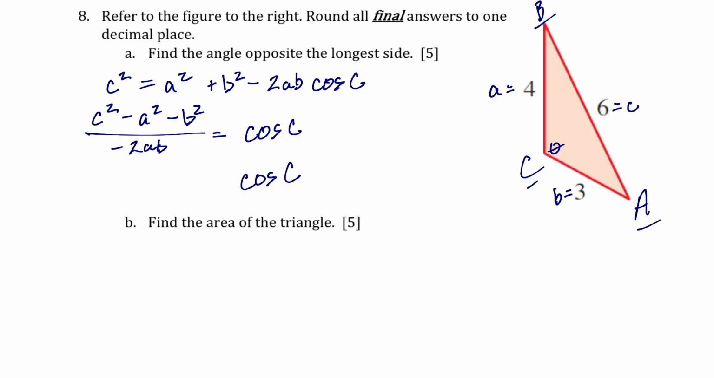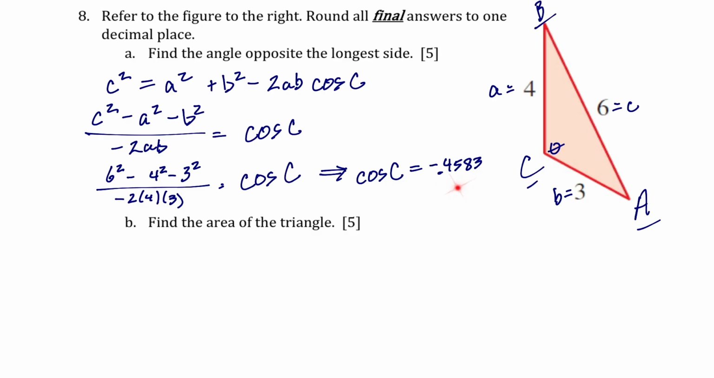All right, type this into your calculator if you want to. C squared would be 6 squared minus A squared, which is 4 squared, minus B squared, which is 3 squared, divided by negative 2 times A times B. And when I type this all into my calculator, I find out that the cosine of C is about negative 0.4583.